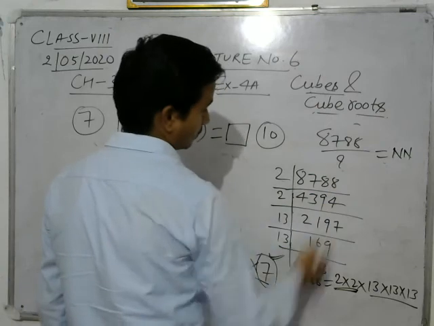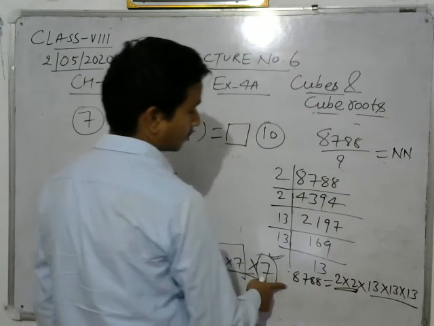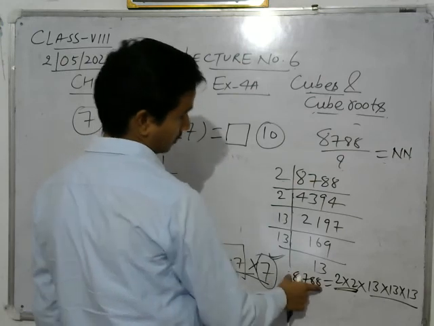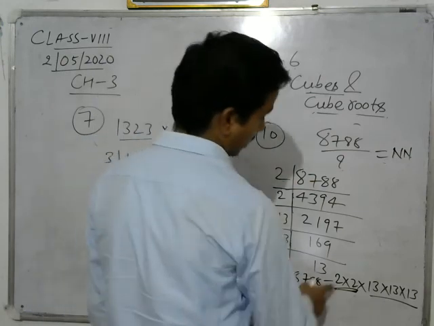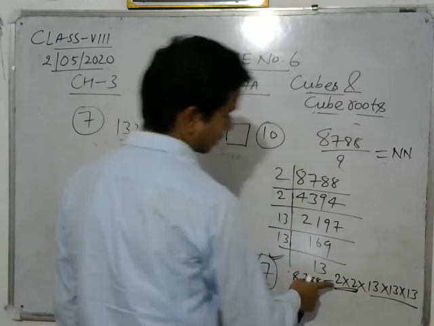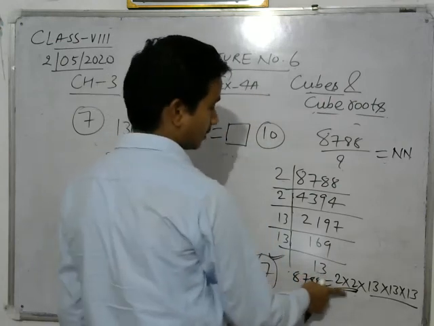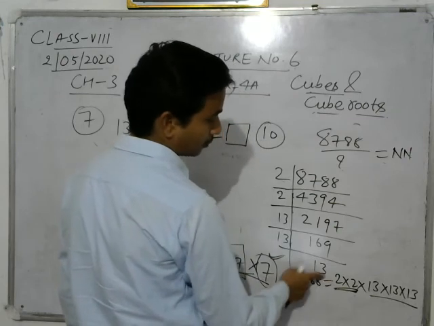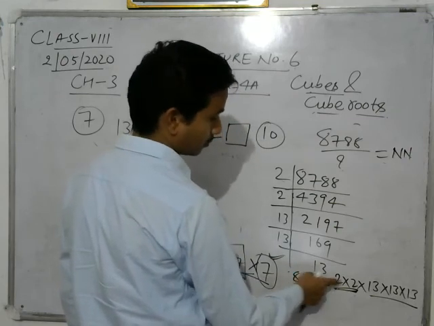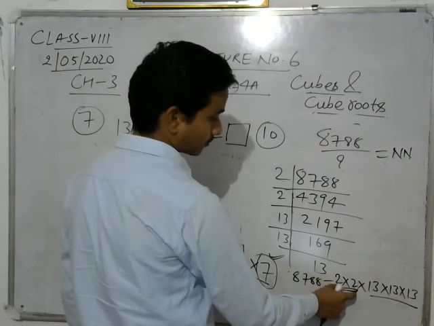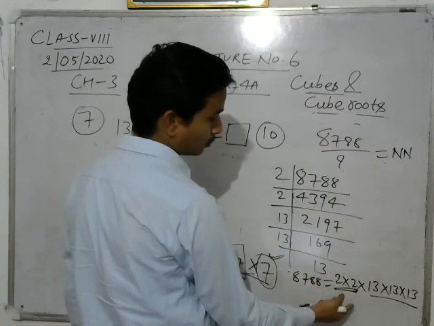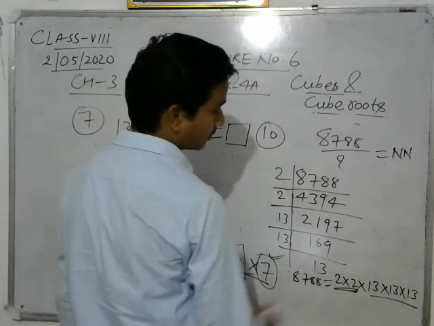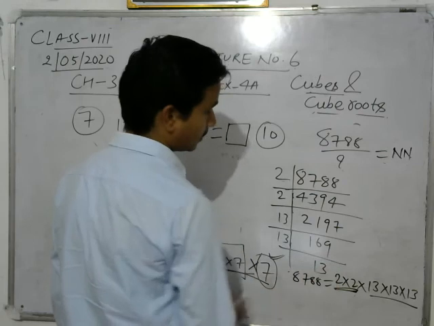By what number should we divide? In order to make it a perfect cube, there are two ways. If the question asked by what smallest number you should multiply, then the answer will be 2. Why? 2 is multiplied with itself 2 times. Two 2's are already there, so we need one more 2 to form the triplet. So it should be multiplied by 2.